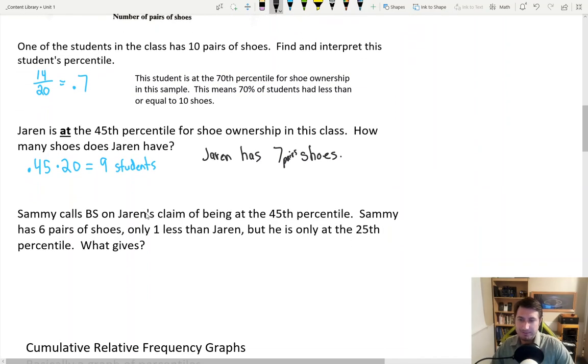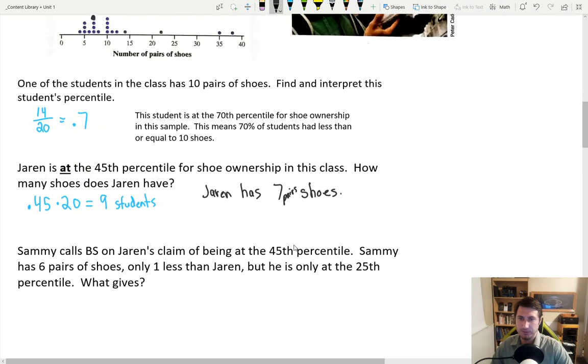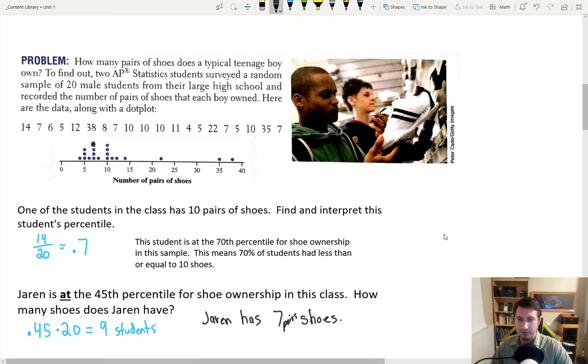All right. Sammy calls BS on Jaren's claim of being at the 45th percentile. Sammy has 6 pairs of shoes, only 1 less than Jaren. But he is only at the 25th percentile? What gives? All right, take a look at the dot plot. Maybe pause the video, see if you can figure out why 6 pairs of shoes is the 25th percentile, but 7 pairs of shoes is the 45th percentile.